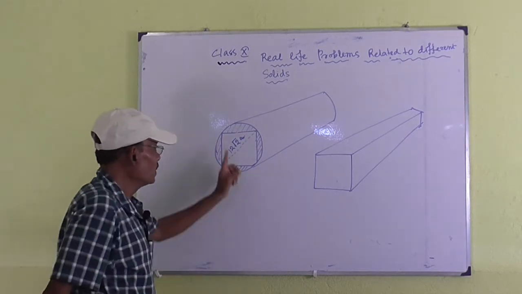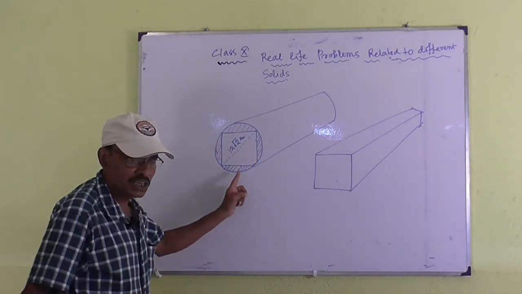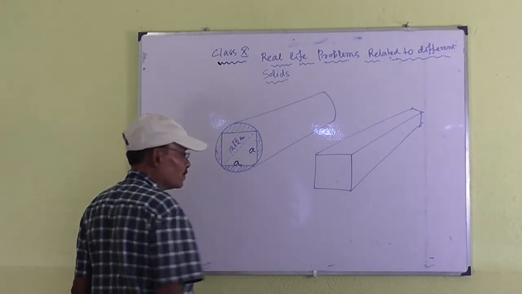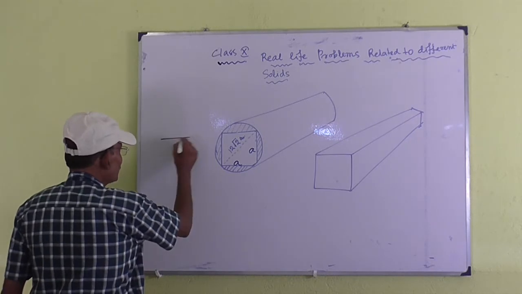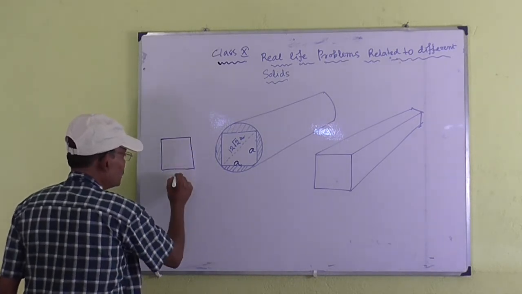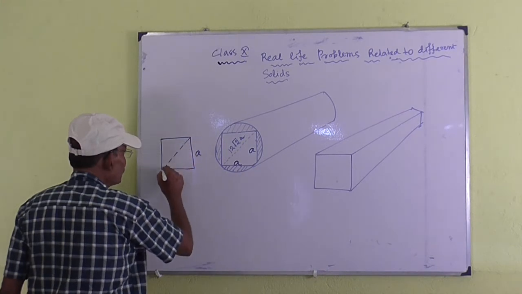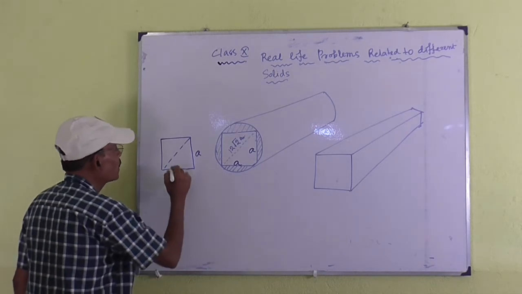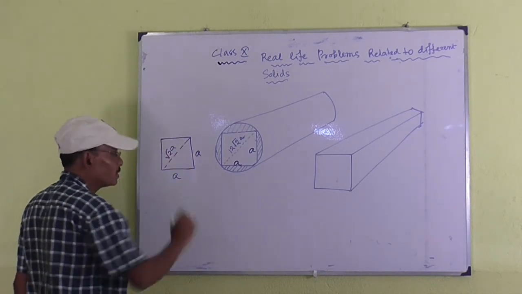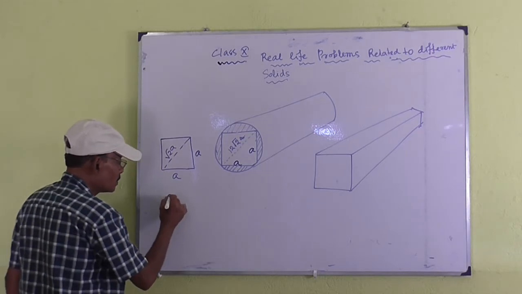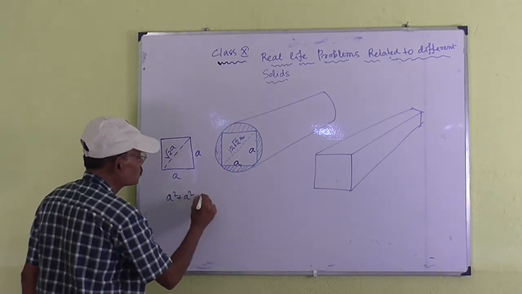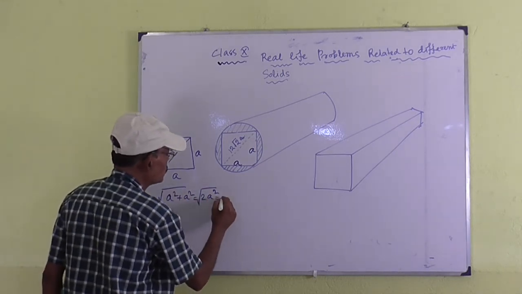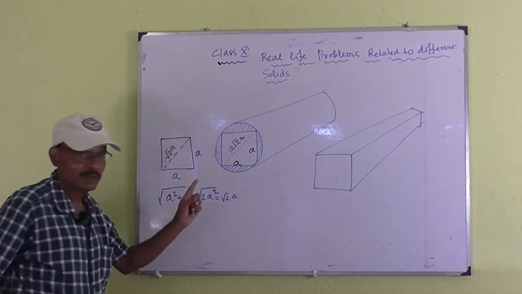For this figure, let us take each side of the square to be A. Now we know that this is a square, so the diagonal, applying the Pythagoras theorem, will be root of A square plus A square, which equals 2A square. So we take root 2 into A. Clear?